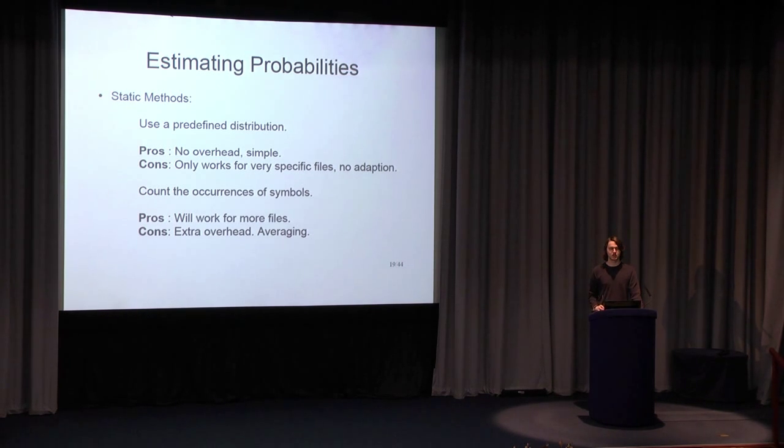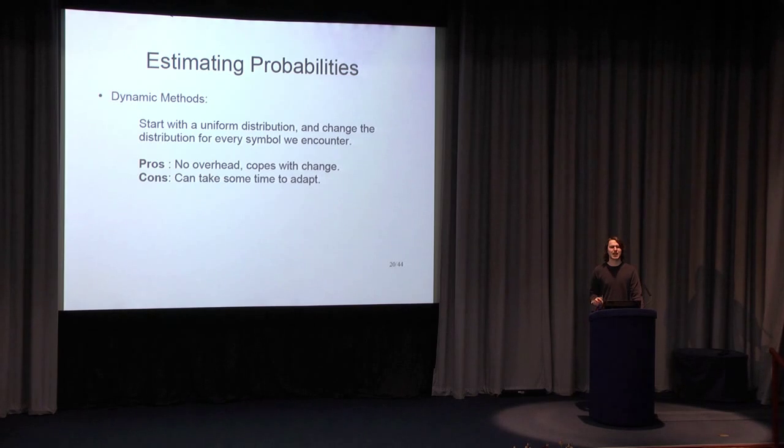Another static method, to account for more files, is that we could just, ahead of time, count all the occurrences of symbols in the files, use these as probabilities, and then send in plain text this distribution to the decoder. The problem with this is, first of all, we have an overhead. We have to send this extra table of probabilities. And we'll also have averaging. If there's several different data types within the file, the distributions will all mash up into one large distribution.